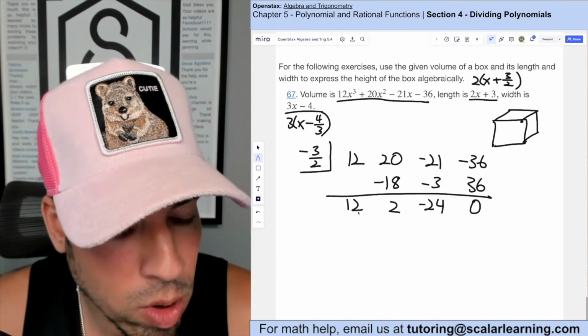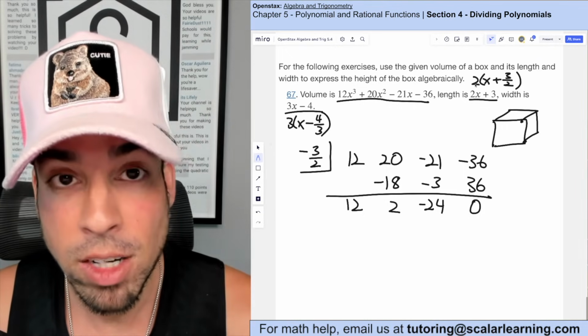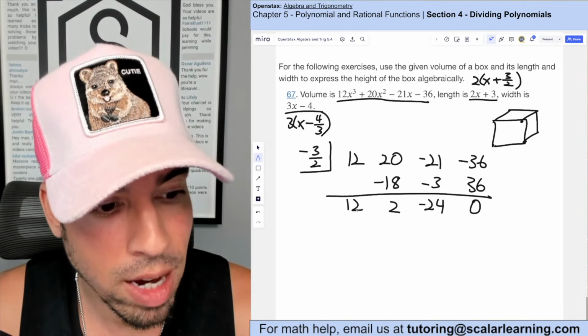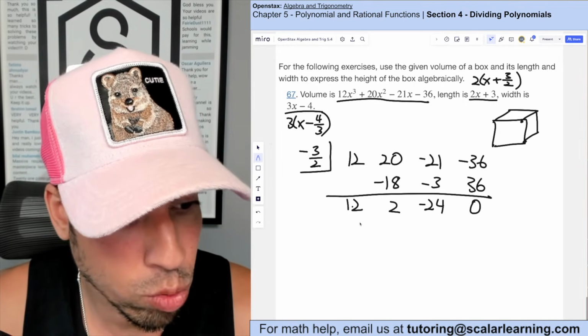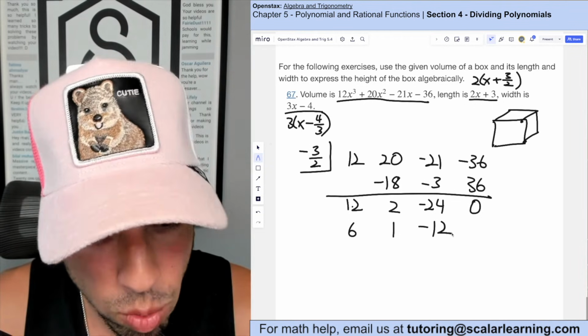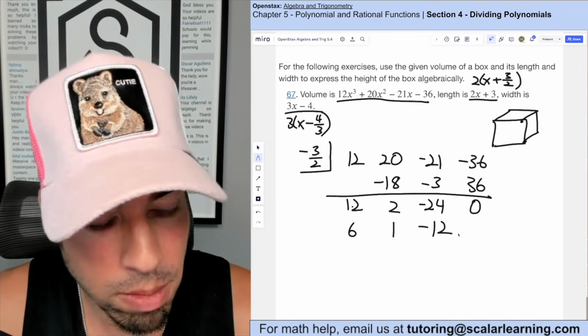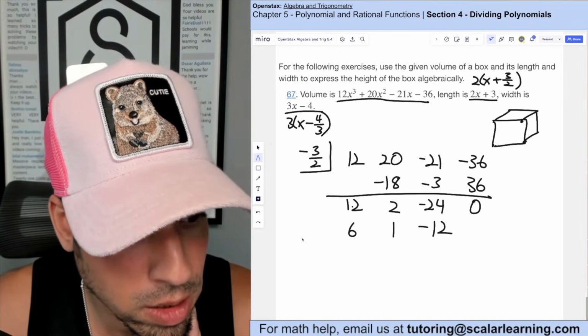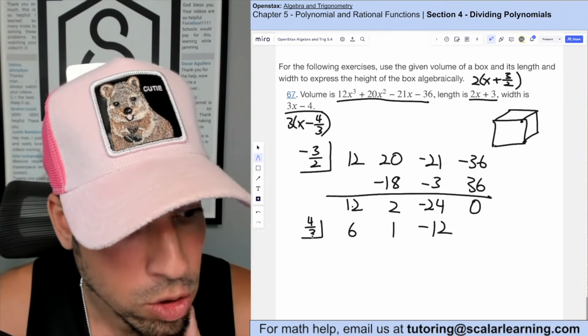And then, by the way, since we factored out a 2, we actually have to halve this, okay? So we now have to divide each of these individual ones by 2, which really means we have 6, 1, and negative 12. Now I'm going to take this resulting polynomial and run it through division with the opposite of this, which is positive 4 thirds, okay? So we got 4 thirds.